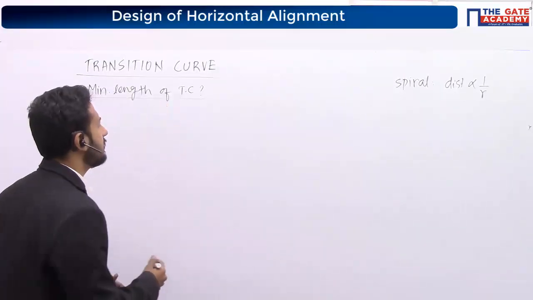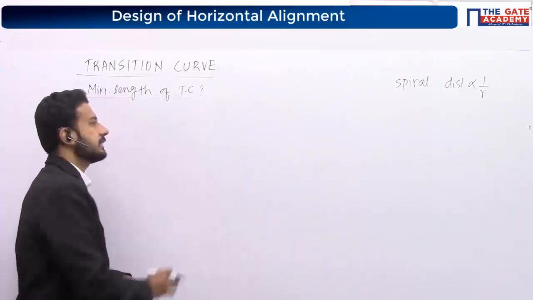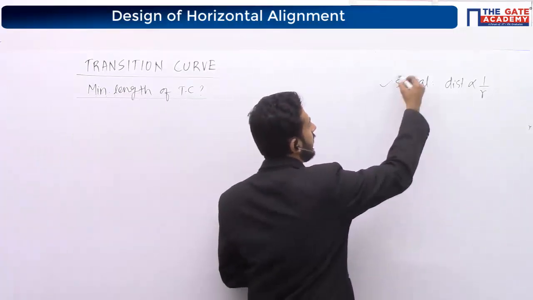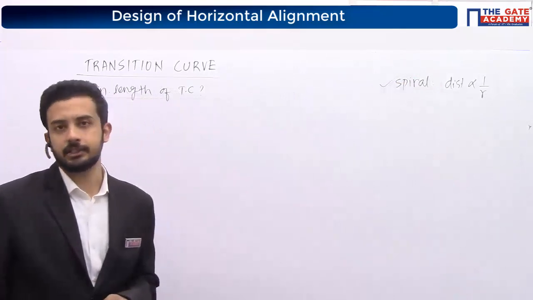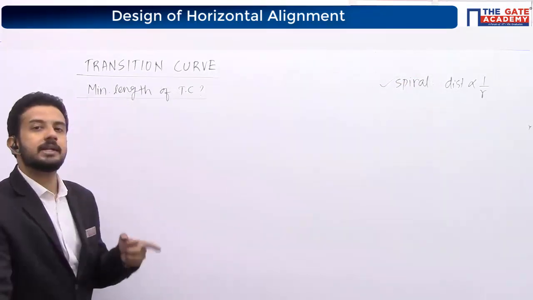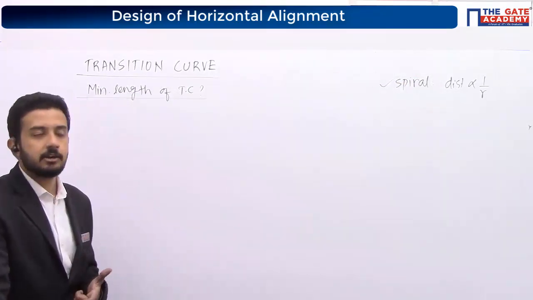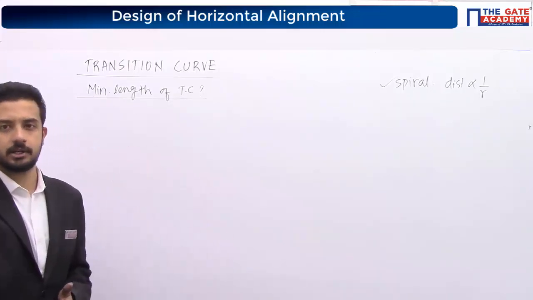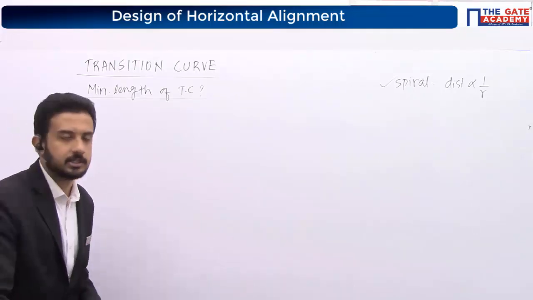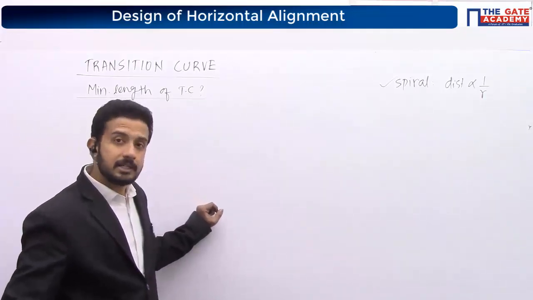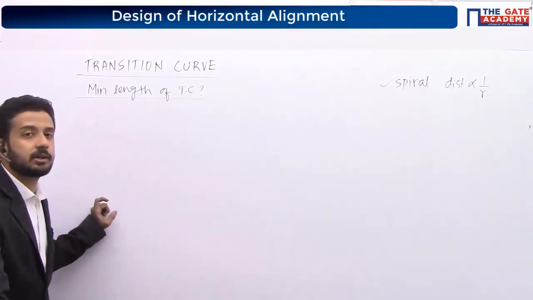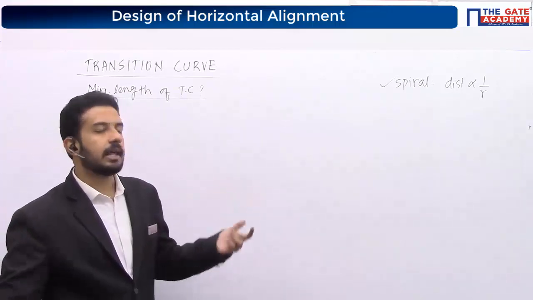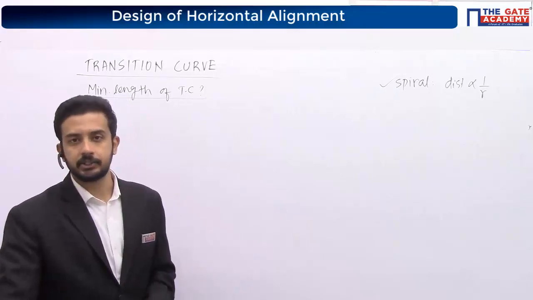So first, which shape are we going to take now? We will be calculating the length of a spiral transition curve. As I told, the design process is easy for spiral, since the rate of change of radius is constant, a uniform rate of change. For lemniscate and cubic parabola, the equations are complicated, so the design also will be complicated. That's why we are taking the spiral as the ideal shape.